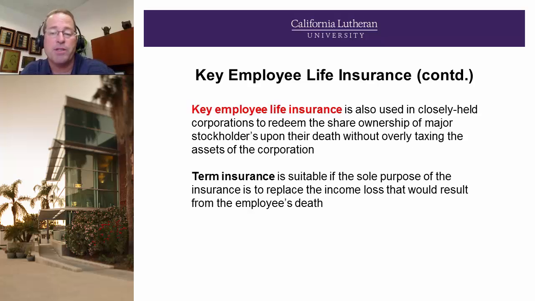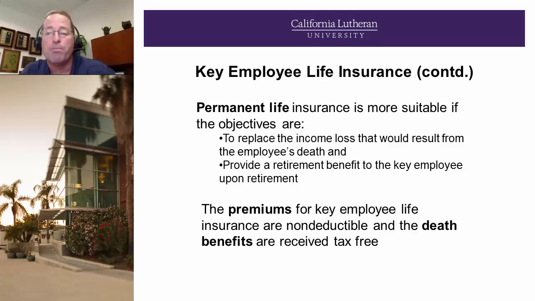Now, term insurance is suitable if the sole purpose of the insurance is to replace the income loss that would have resulted from the employee's death. Permanent life insurance is more suitable if the objectives are to replace the income loss that would result from the employee's death and provide a retirement benefit to the key employee upon retirement.